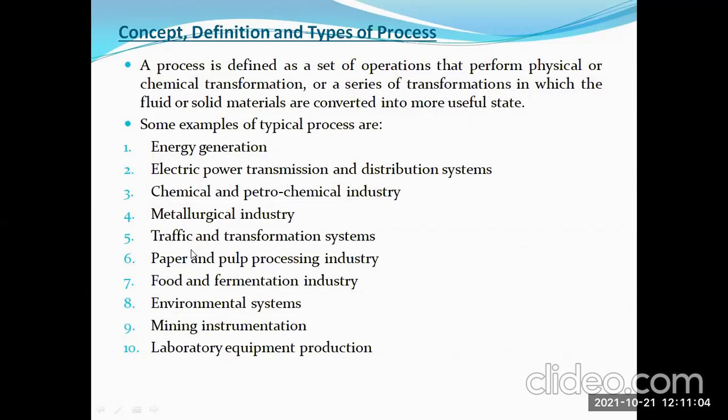Number six, paper and pulp processing industries. In this, paper is made, that is newspaper and anything that is paper. You use it as books, exercise books, diaries. So it is made from paper. In these paper or pulp industries, the raw material for paper is produced, that is pulp. So this is one type of process instrumentation example.